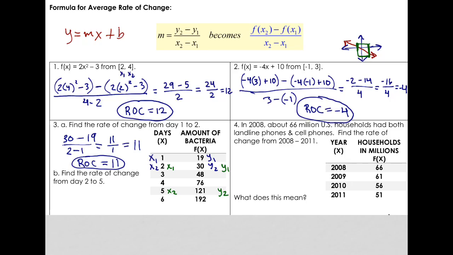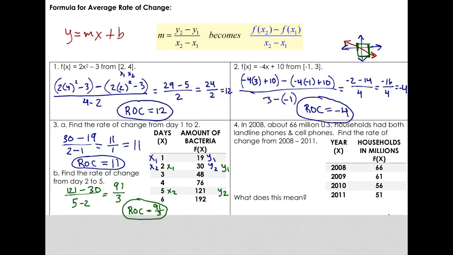Green ink, we have 121 minus 30 over 5 minus 2. That top equals out to 91. So 91 over 3. And if you put that in your calculator, that will not simplify. It's going to give you a decimal, so we'll just leave it as a fraction. So the rate of change is equal to 91 over 3. That's it.